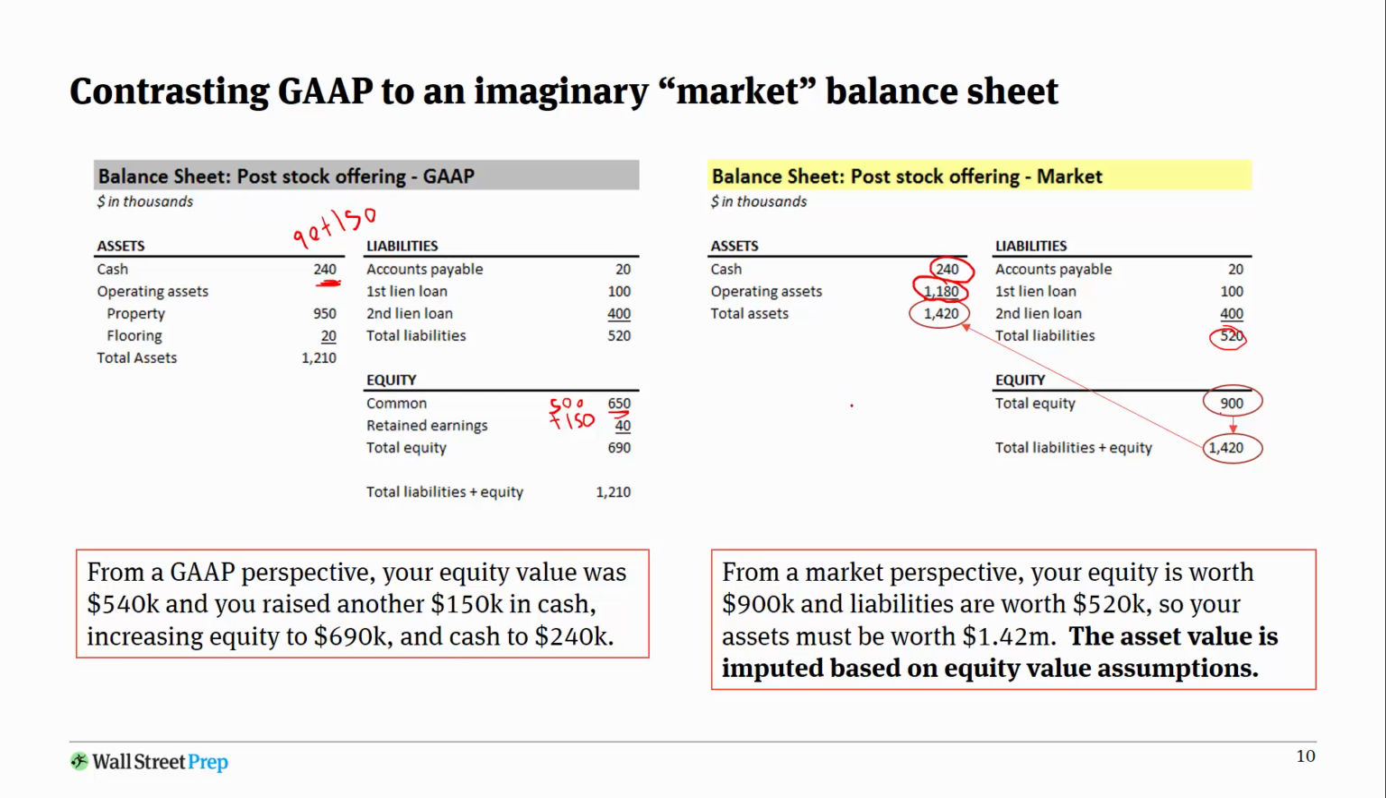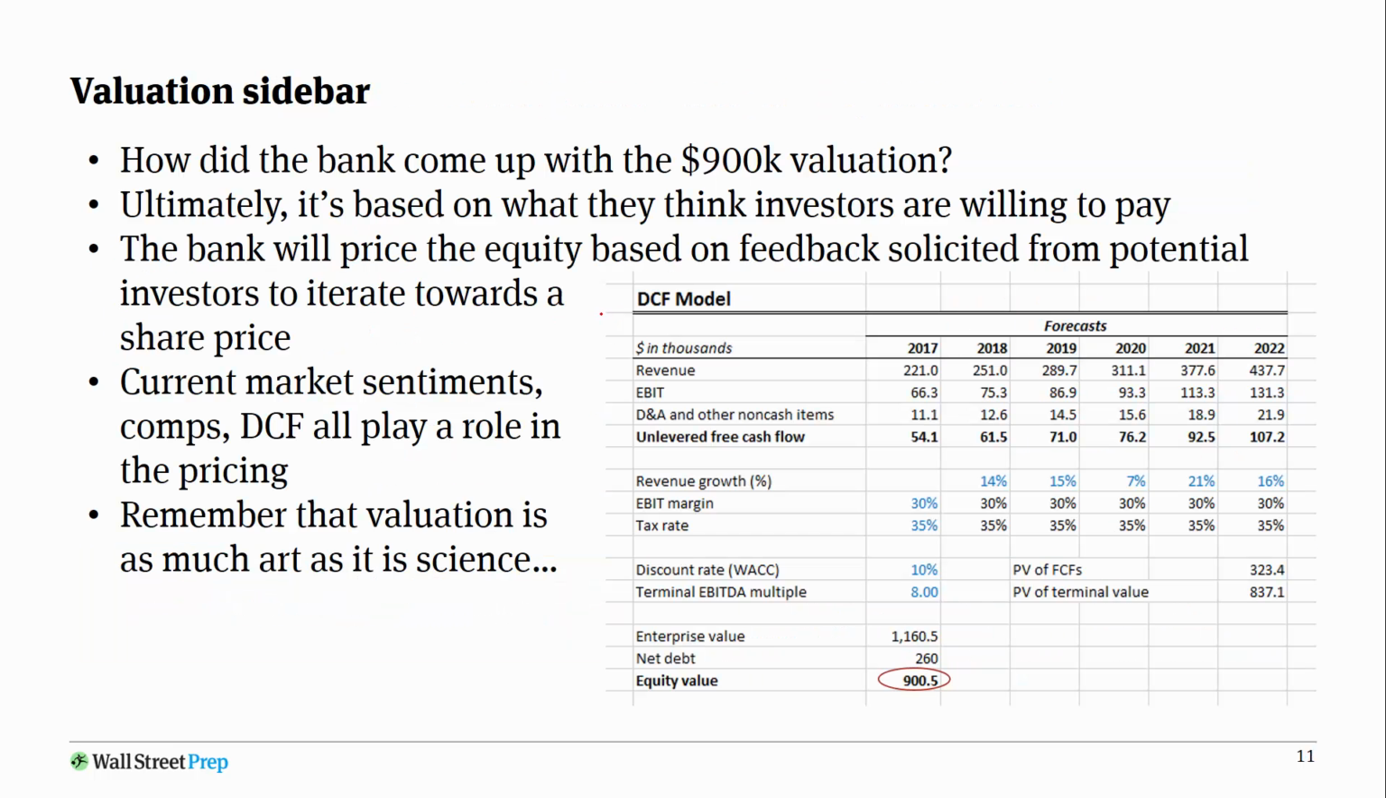So let's just take that a step further and take a little bit of a sidebar here. How do we think the bank actually came up with that $900,000 valuation? Well, ultimately, it's based on what they think investors are willing to pay, right? The bank will price the equity. If this was an actual equity offering, the bank would price the equity based on feedback solicited from potential investors and then iterate towards a share price.